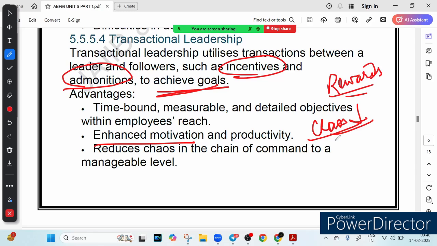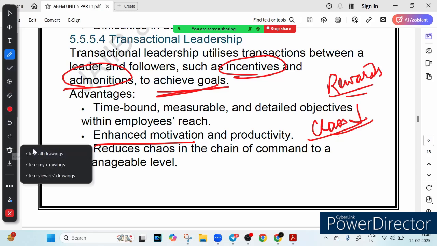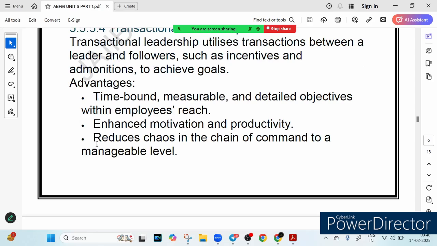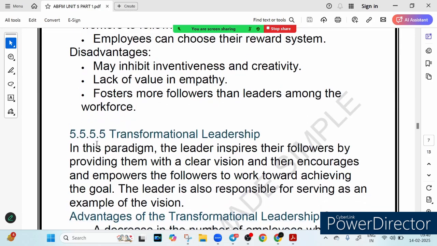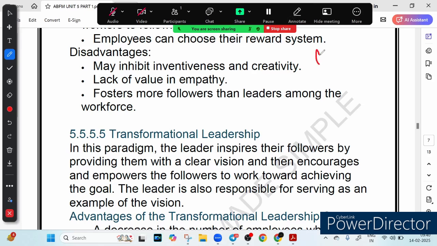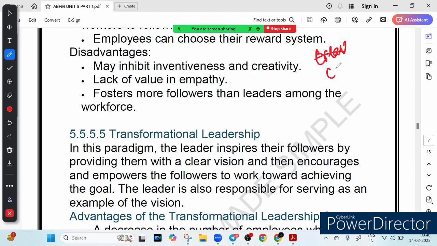But there are cons also. These are the advantages of transactional leadership, but there are disadvantages also. What kind of disadvantage? Let's discuss. The first thing is no room for creativity. Like we know, in the case of authoritarian leadership, there was no creativity. So here also there is no creativity, right? Employees follow rules, but new ideas are rare.